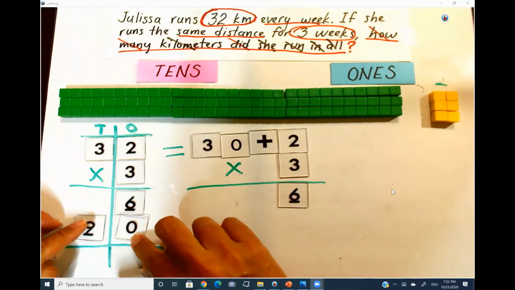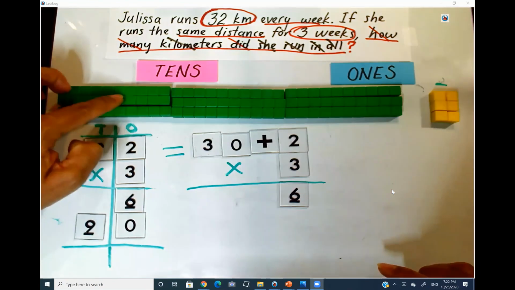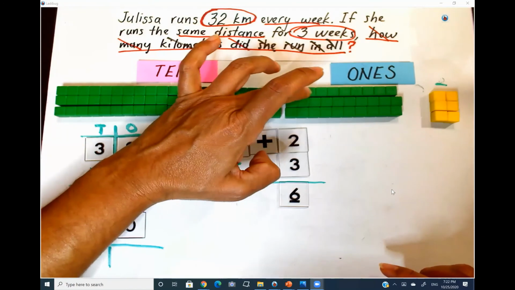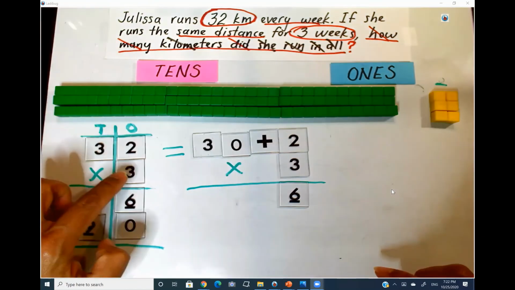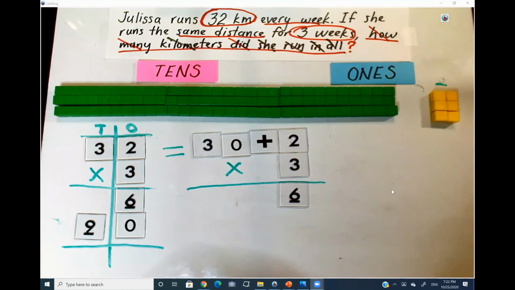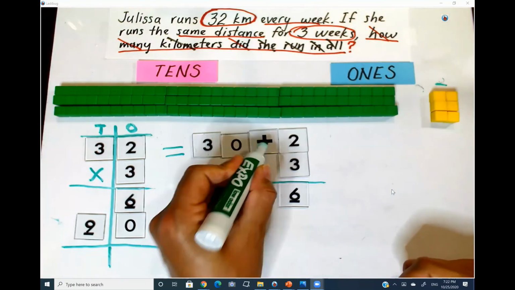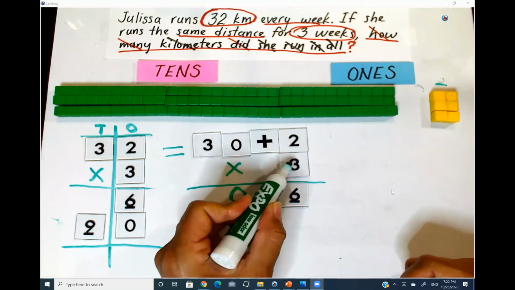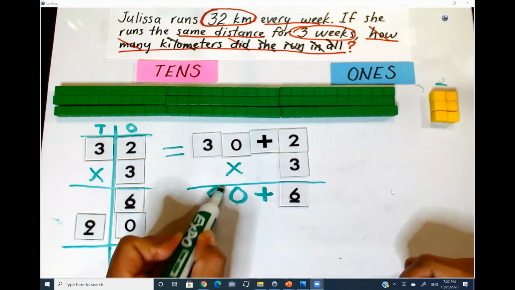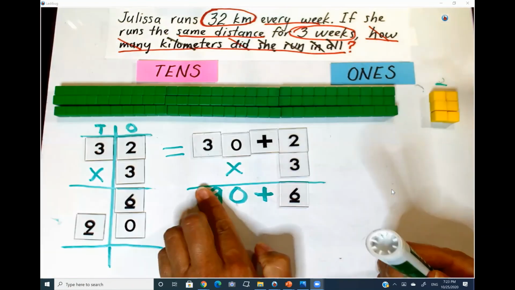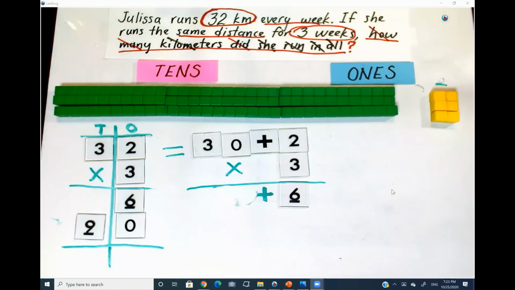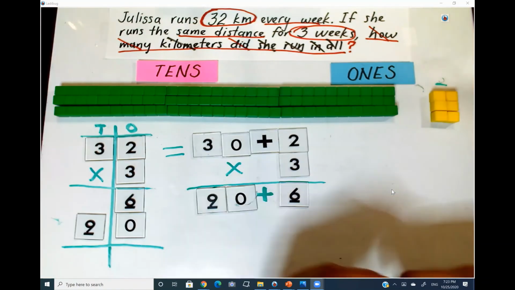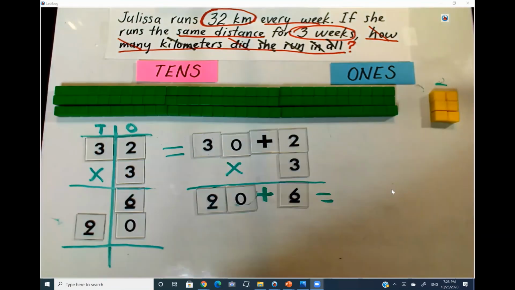So to prove it, we're going to count them. 10, 20, 30, 40, 50, 60, 70, 80, and 90. So 3 times 30 is going to be 90. Or we can do it like this. Because we're adding, we're going to put the addition symbol here, and we're going to say 3 times 0 is 0, and 3 times 3 is 9. So if you notice, now we have the numbers that we were saying, which is 90. So we have 90 plus 6 equals 96.